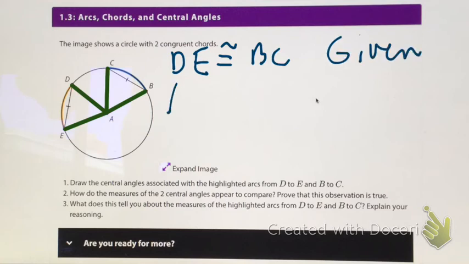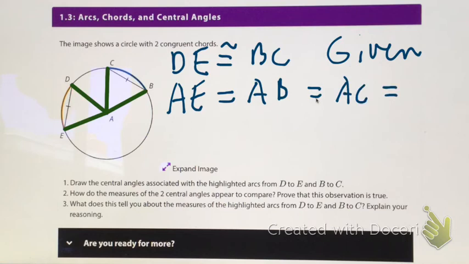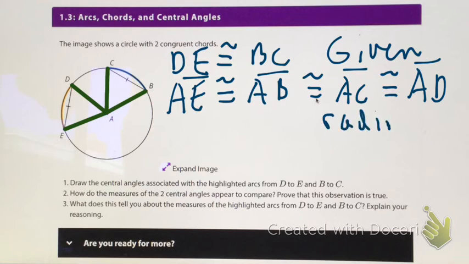But then I've got all the A's, AE, AB, AC, and AD. All those line segments are congruent. Why? Because they're all radii. Radius, radius, radius, radius. Four radiuses equal four radii. So now I've got a situation where I've got equal angles. And actually, I don't have any equal angles yet. That's what I'm trying to prove. I'm trying to prove something about the arcs and the angles.